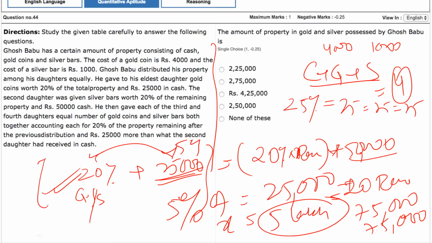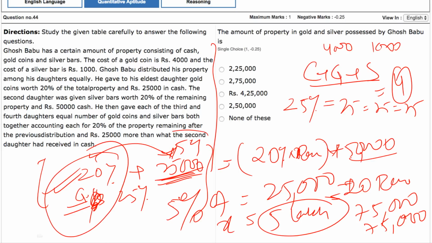No, it is clearly written, no? He gave to his eldest daughter coins worth 20%, okay, only gold coins, sorry. Madhu corrected me, it was not gold and silver, only gold. Okay, I agree. The thing that we have to be careful about is the other part. Out of her entitled 25%, 20% she gets in gold and she gets some cash. What is that cash? That is 5% of the entire property. So I can easily calculate what my entire property is: 25,000 times 20 will give me 5 lakh. I hope this is clear.